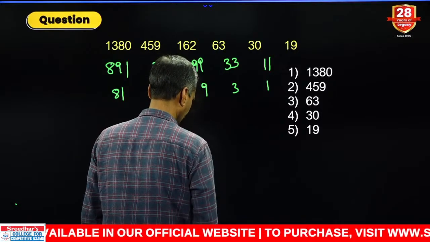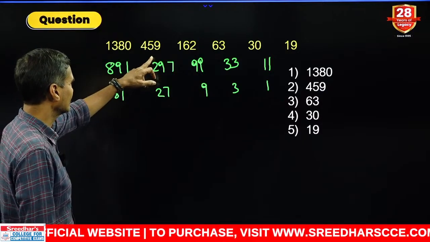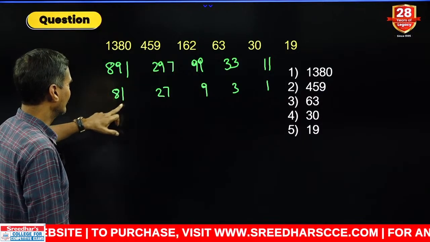Hence, what is your answer here? Now in this one, 11, 33, 99 and 279. Now here, how much should come, tell me? 81 should come. 11 into 81.